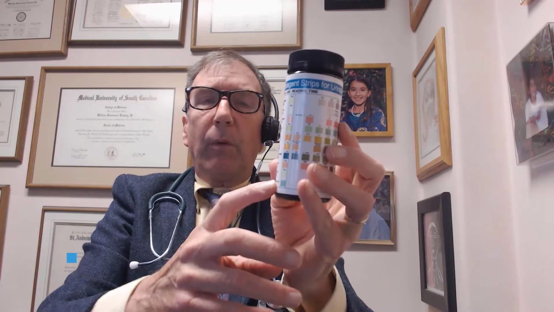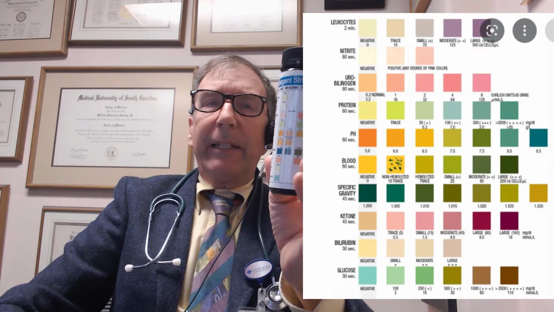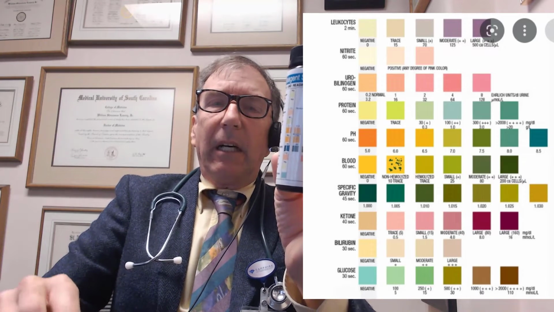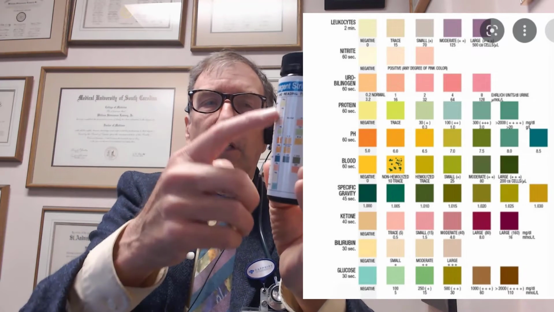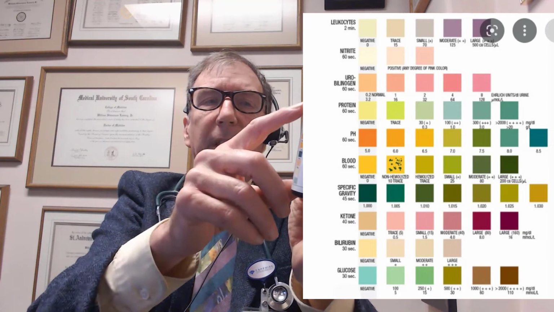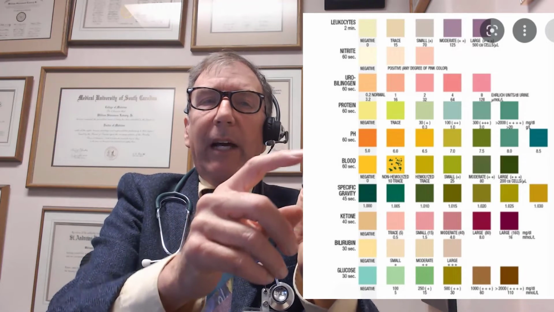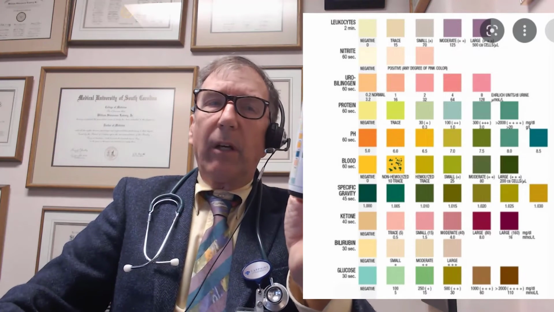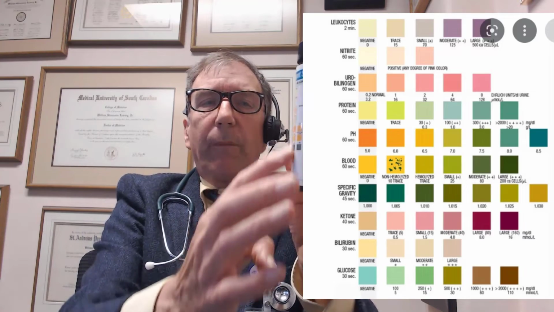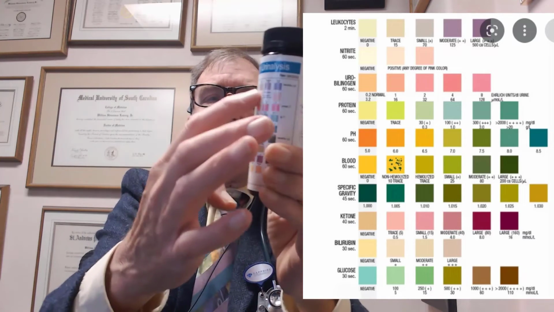Now, you basically pee in a cup, and then you dip this in, get all these little squares soaked, and then you wait for leukocyte 2 minutes, for nitrite 60 seconds, on down the line, and it tells you when to read those. And then the scale goes from negative, you see that, to positive.